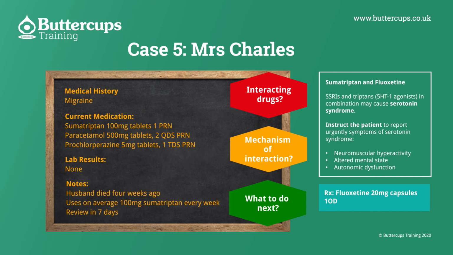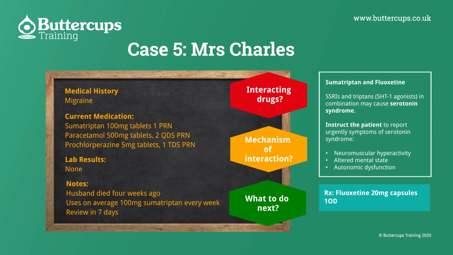So what would you recommend? It has taken some time for Mrs. Charles to find the right medication to manage her migraine, and on average she only takes 1 sumatriptan per week. The risks of developing serotonin syndrome are probably quite low, and it's likely the prescriber has already weighed up the risks and benefits and decided the combination is appropriate for her.